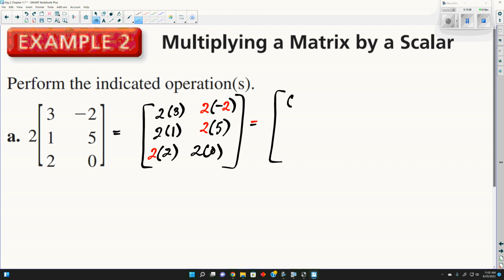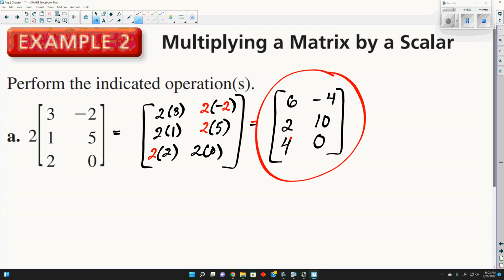So 2 times 3 is 6. 2 times negative 2 is negative. 2 times 1 is, 2 times 5 is, 2 times 2 is, and 2 times 0 is. I didn't know that. Yep.